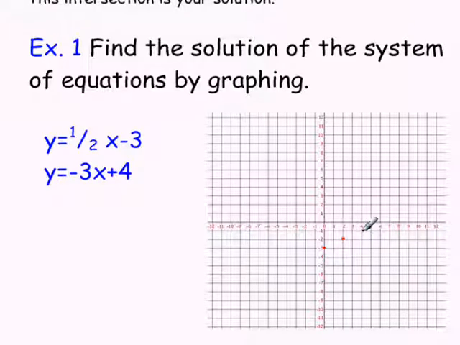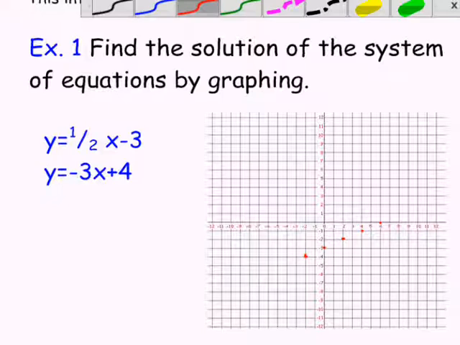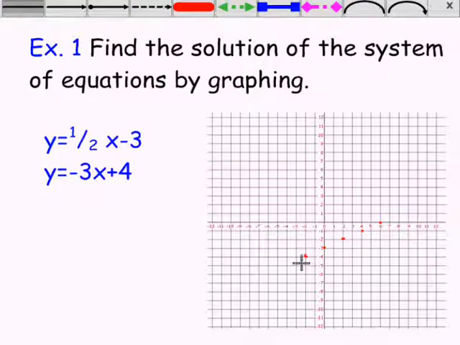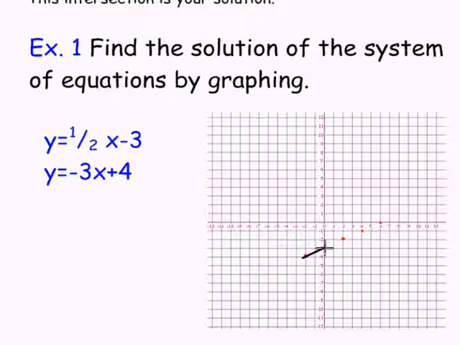Do it again, and again. If I want to go backwards, I could go down 1 and to the left 2, just to give me some points in both directions. Okay, now I want to draw a straight line, going through all of these points like so.